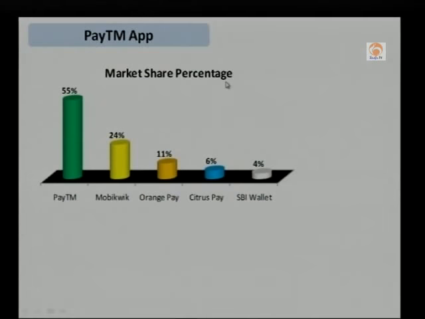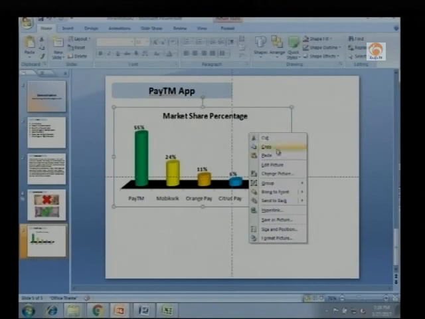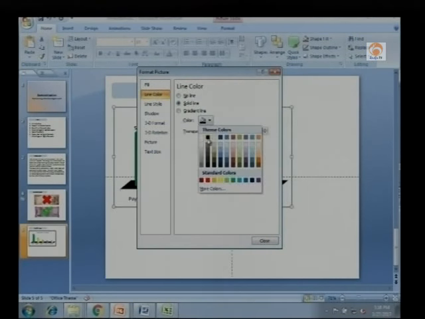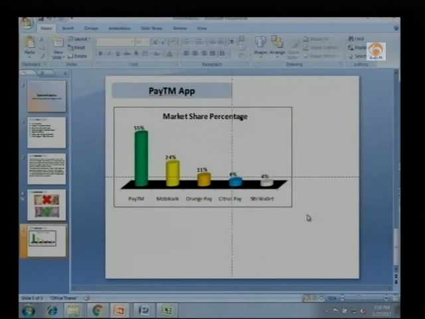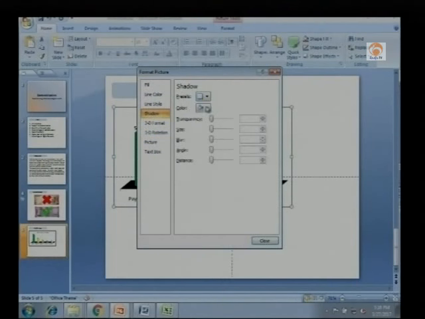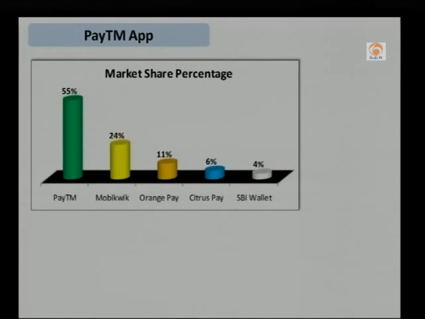Okay, let's go to slideshow mode and see how it looks. Now it's still not looking okay because it doesn't have a line, so I right click, format picture, solid line. I want to give it a black line, and I also want to give it a shadow effect. So now it has a shadow effect.